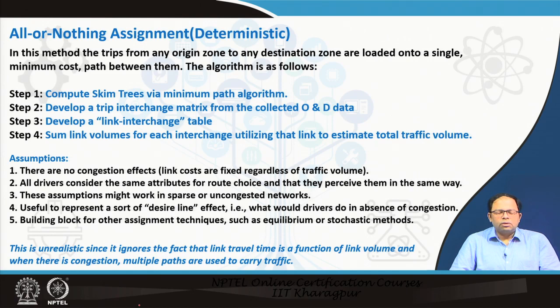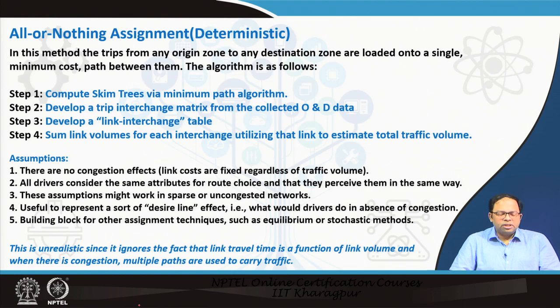This assumes that there is no congestion effect, that is, link costs are fixed regardless of traffic volume. So, even though I am assigning the entire volume to one link, we are assuming that the travel time along that link, that is, the link cost, is going to be the same and does not depend on the traffic volume, which is not the case. And then all drivers consider the same attributes for route choice, and they perceive them in the same way. That means everybody feels that this route is the shortest one and values it in the same way, which is again not the case.